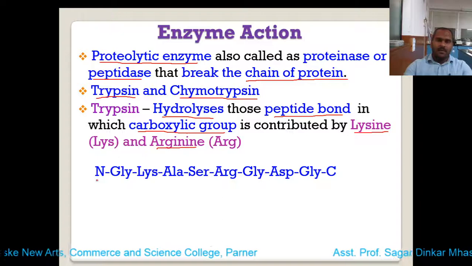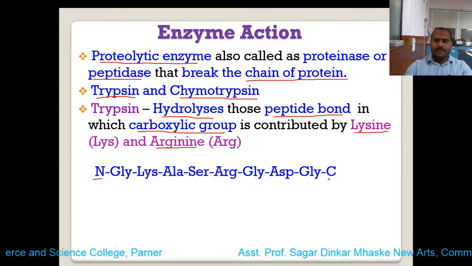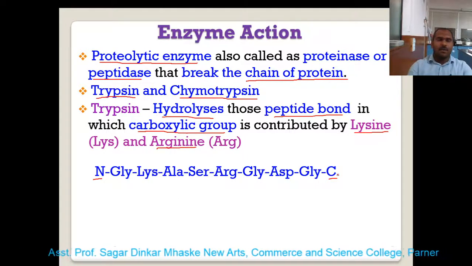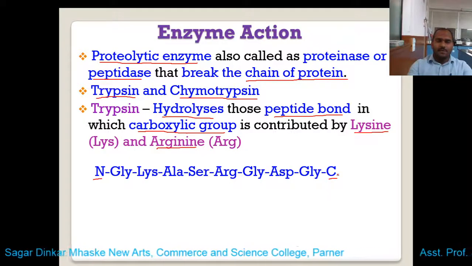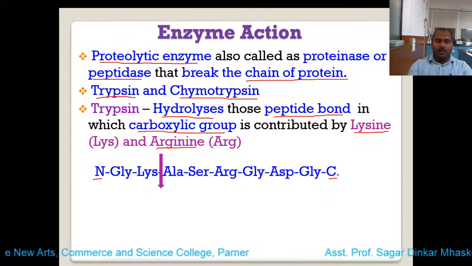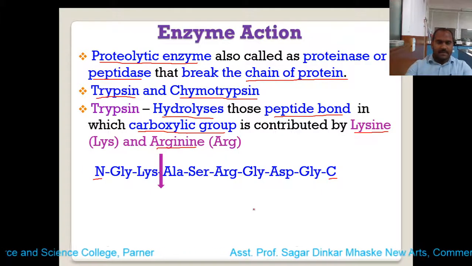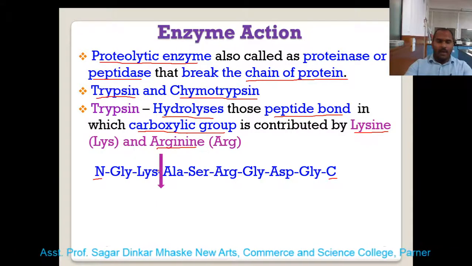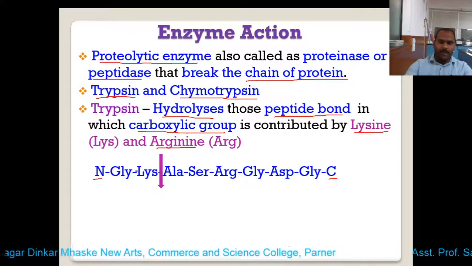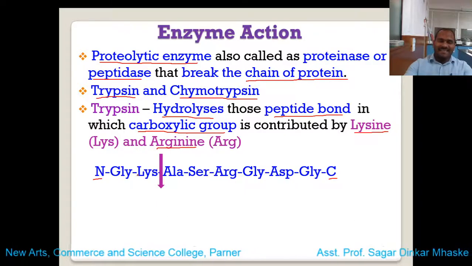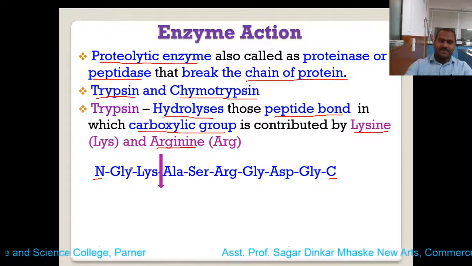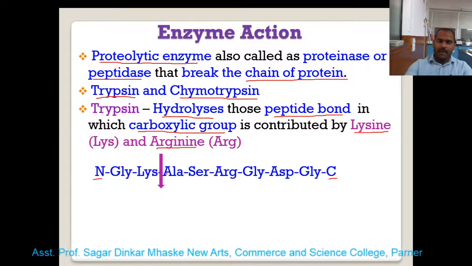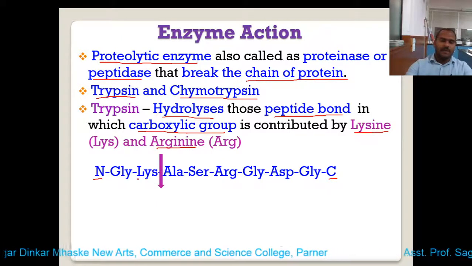As we know, the left hand side has the N terminal and the right hand side has the C terminal. So we know all the sign conventions. Let's consider what will be the action of trypsin. Trypsin will hydrolyze those bonds where the carbonyl group is contributed by lysine. Now you can see here on the right hand side it is giving the breakage, which is shown by this arrow. Why not on the left hand side? Because in the left hand side peptide bond, lysine will contribute the amino group and glycine is contributing the carbonyl, while on the right hand side, lysine is contributing the carbonyl and alanine is contributing the amino. So this will break first here.